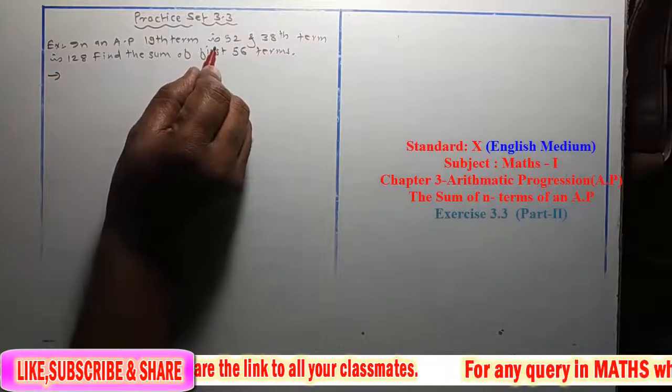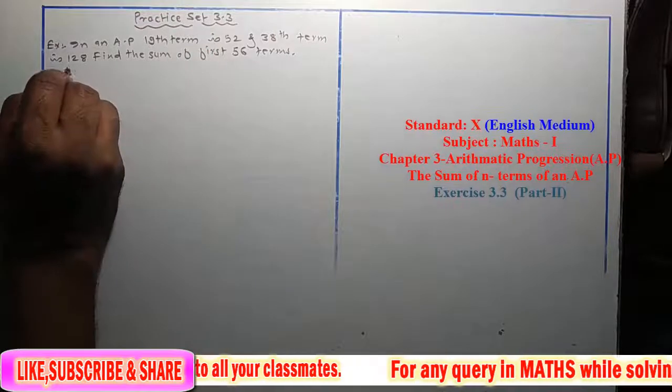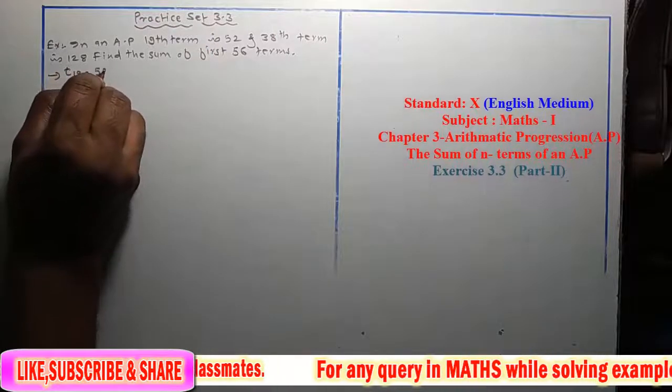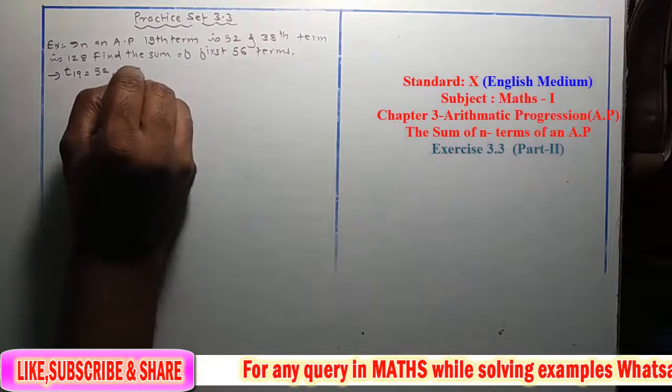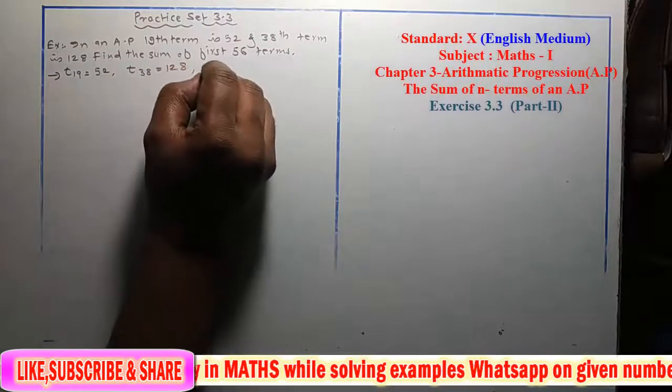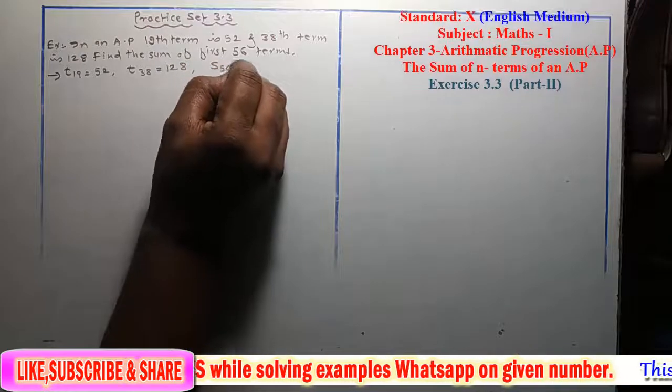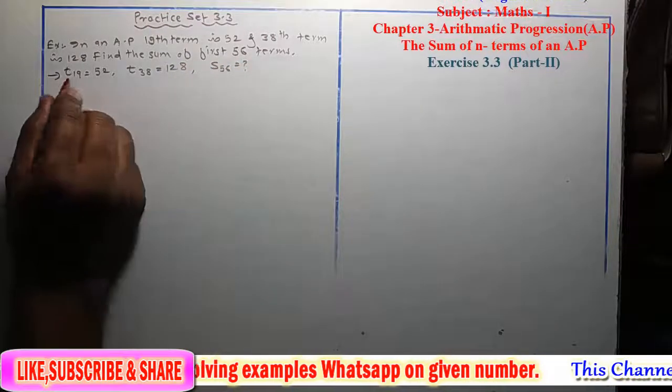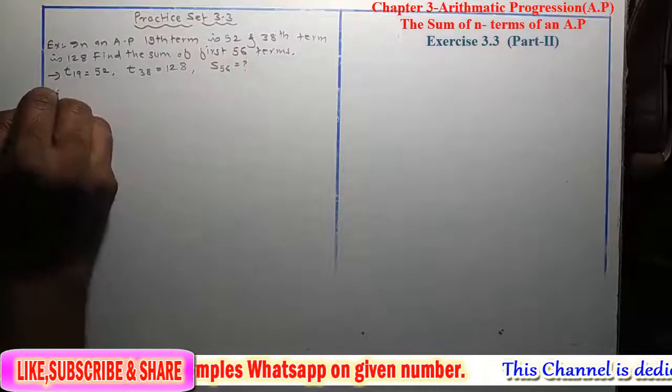The 19th term is given. The 19th term is 52, which means T19 is equal to 52. This is given. And T38, the 38th term, is given, that is 128. And we have to find S56. S56 we have to find. Now T19 is given, so we have the formula for Tn.